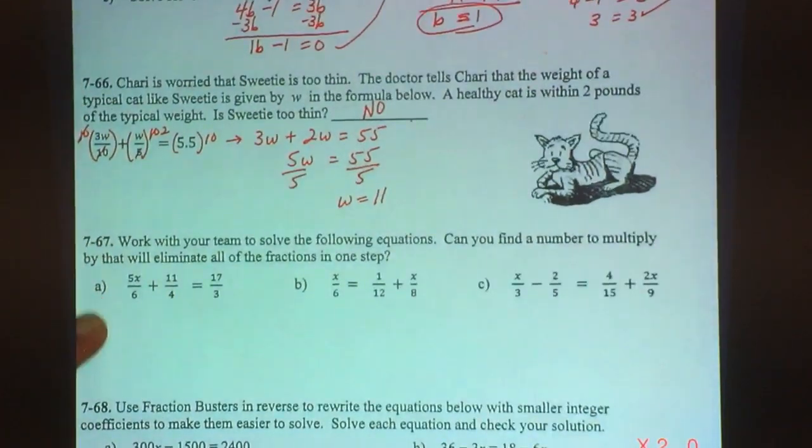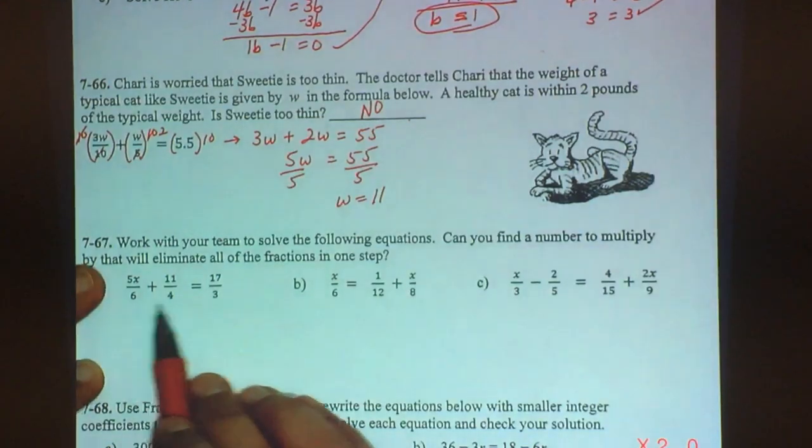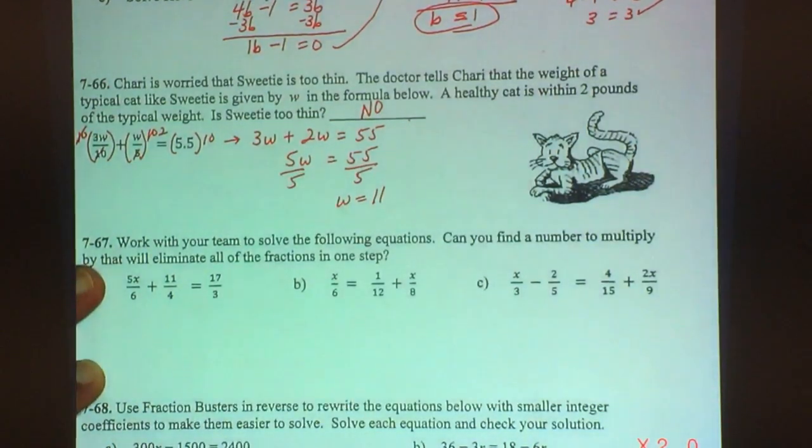Alright. So then question 67, scoot that up. It says, work with your team to solve the following equations. Can you find a number to multiply by that will eliminate all the fractions in one step? So we're looking for what? Common denominator. If my denominators are 6, 4, and 3, what's a common denominator? 24 is, but I'm looking for the least common denominator. Let's try 12.